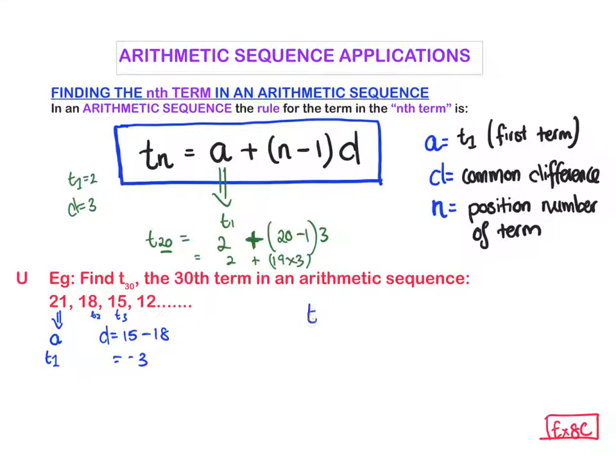So I want to find T30. My formula says to put A, which is 21, plus 30 minus 1 times the difference, which is -3. So really what I'm going to have is 21 plus 29 times -3, which is going to equal -66. Okay?